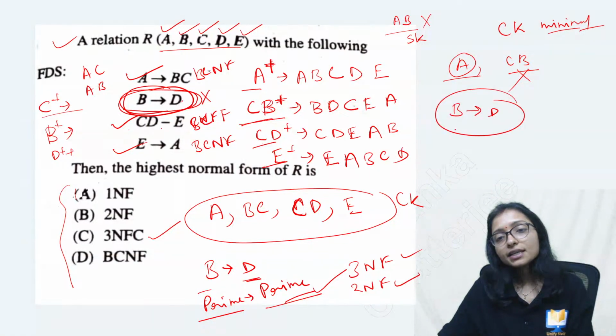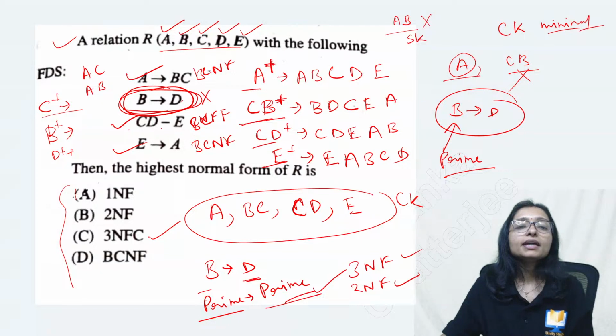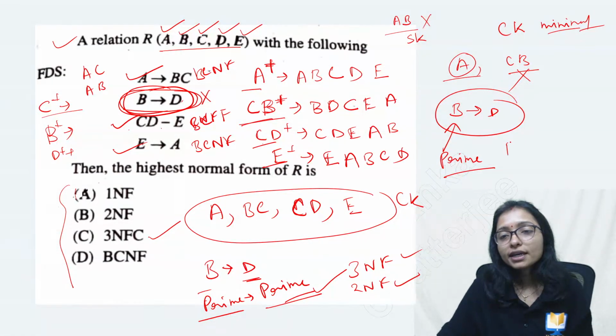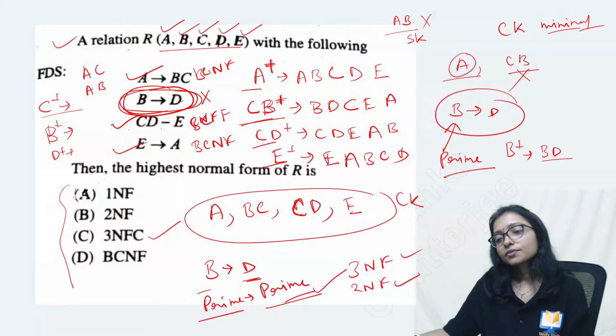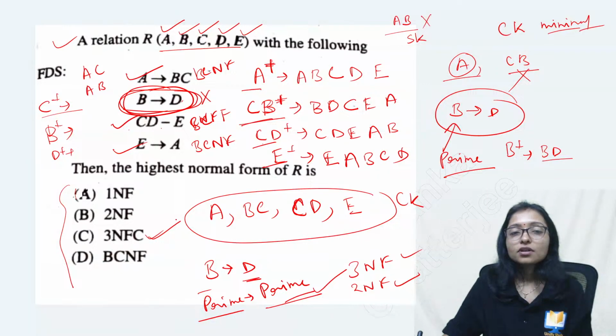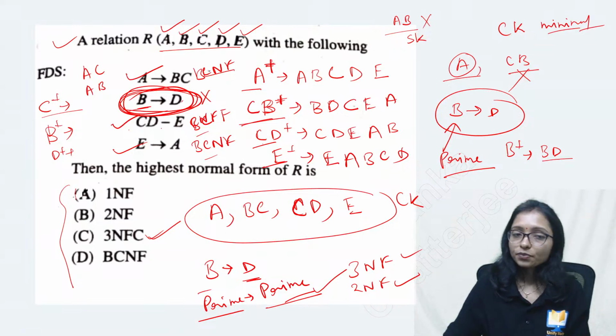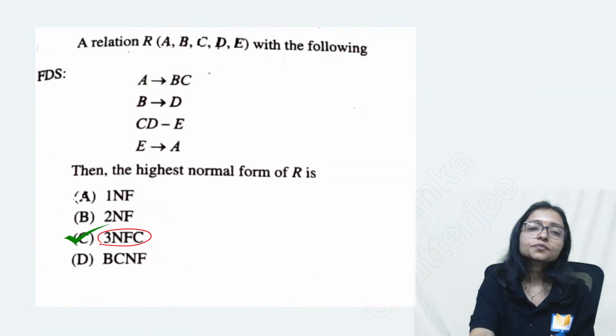B implies D. B is a prime attribute? This is not the candidate key. Only B cannot determine everything. B is not a candidate key. If you are doing B closure, B, D, anyone else is not coming. Okay, B is not a candidate key. That's why it is 3NF. All others are in BCNF, but this one is creating a problem. Left hand side should be a candidate key. This was creating a problem, right?